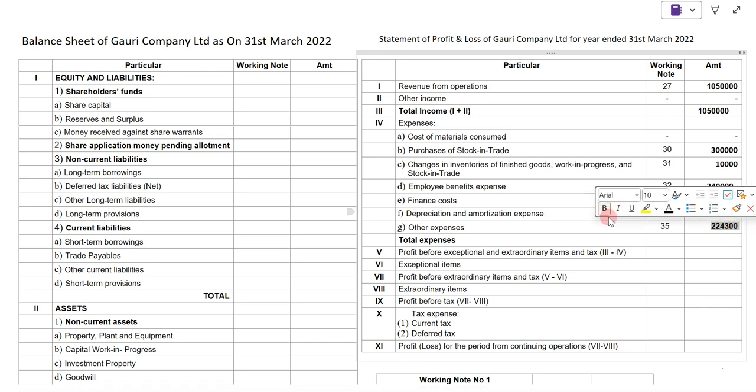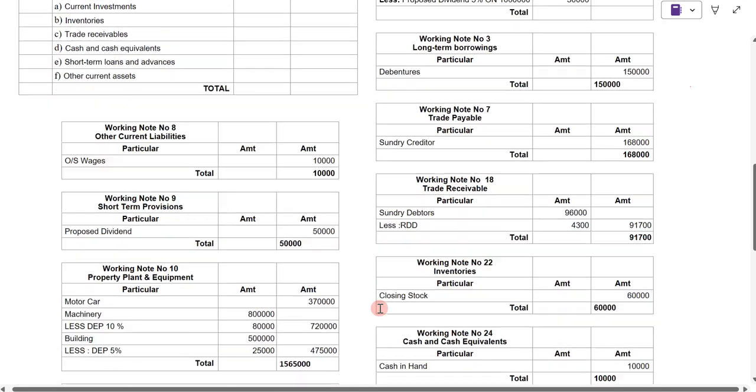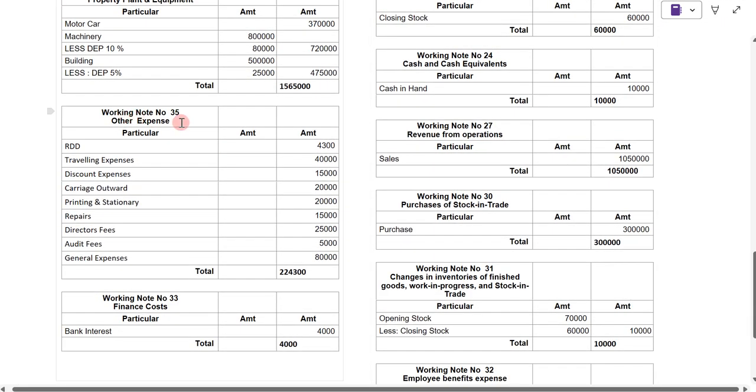So see, here I am giving the indication of the total of other expenses. From where did I get this 2,24,300? From the working note. So I will refer to working note number 35, and then I will check whether all the entries I have passed are correct or not.